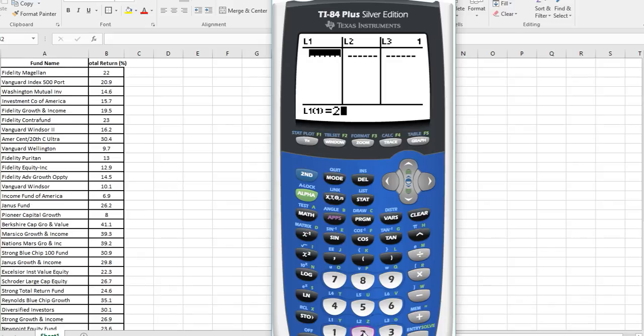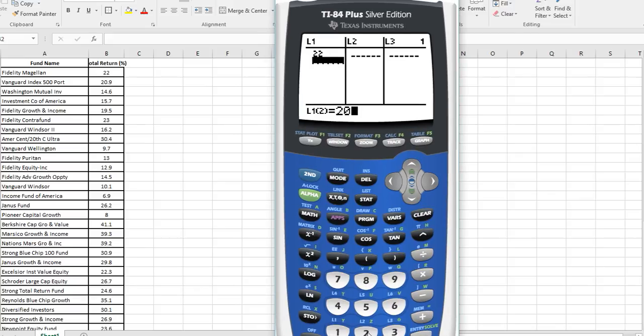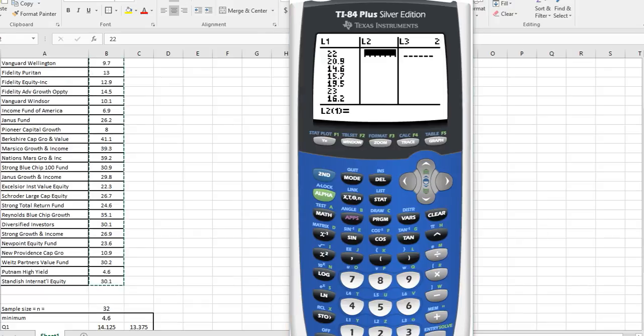Okay, 22, enter, 20.9, and enter, and so forth. I'm going to pause and let you type these in. Okay, press pause and get your data entered in. Okay, so I've entered all the data in now, and then this is what we have here for the data.